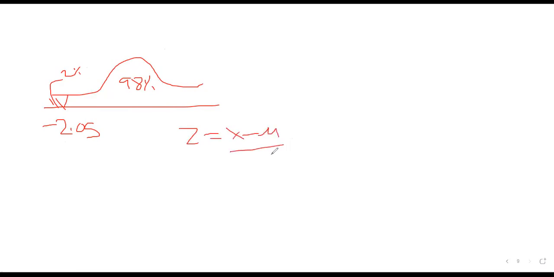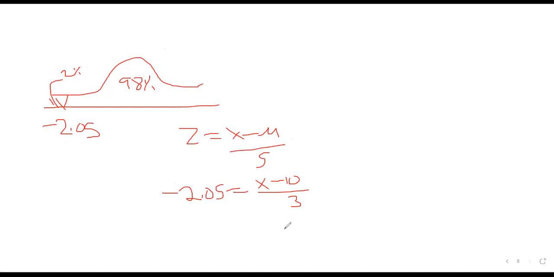So the only difference that we're going to have here is that the 2% will come from here. What will remain here is 98%. And 98% when you check it from inside the table is what? Negative 2.05. We're using negative because it's on the left side. So everything else will work out, except that Z can be negative, but probability you can't get a negative. So negative 2.05 is equal to X minus 10 over the standard deviation, which is the 3.